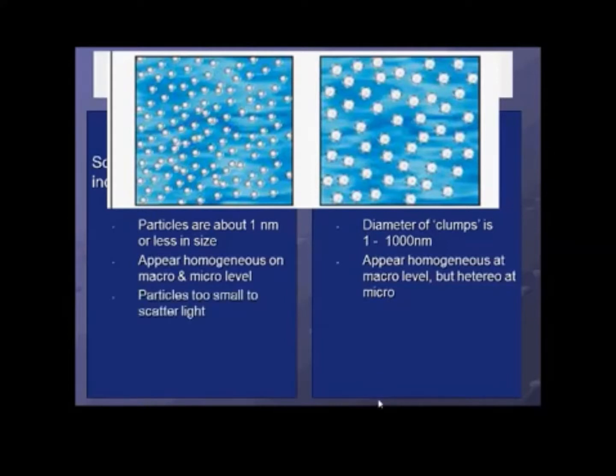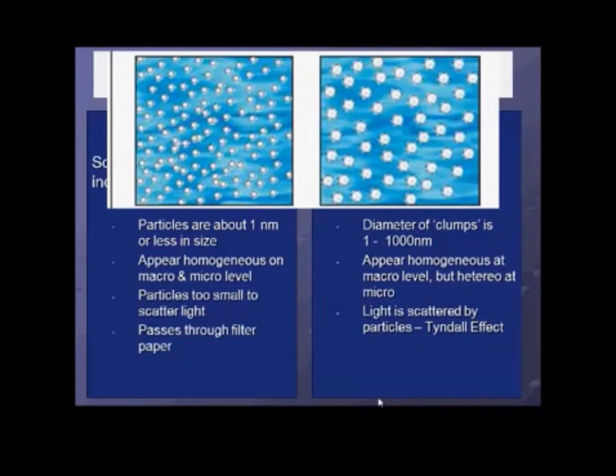In a true solution, if you shine a beam of light, such as a laser, through it, the particles are so small that you won't be able to see the beam at all. It will not scatter the light. But in a colloid, the particles are large enough that the light will bounce off of them and scatter, and you will observe what's called the Tyndall effect, like we've done in class with the laser beam.